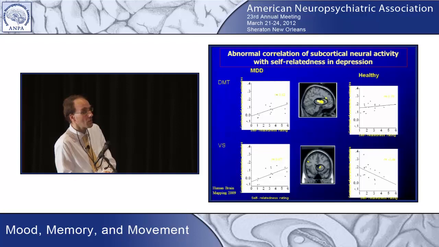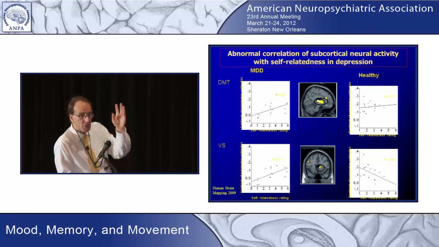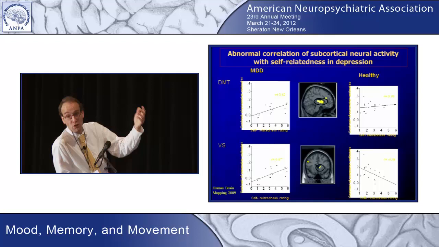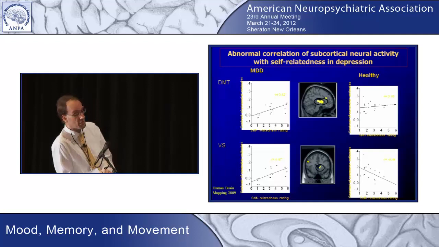So that means maybe it is the subcortical regions abnormally driving the neural activity and the degree of self-relatedness in these patients. One possible hypothesis is that the subcortical regions hijack the cortex and that the cortex has no means to defend itself against them. But of course, that's at this point a tentative hypothesis.